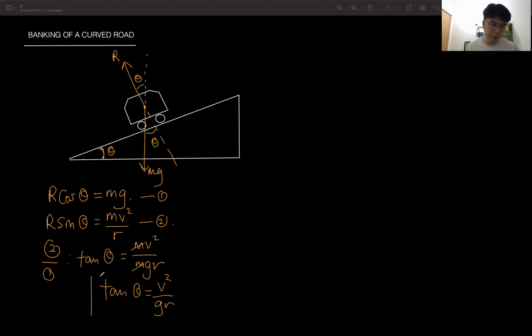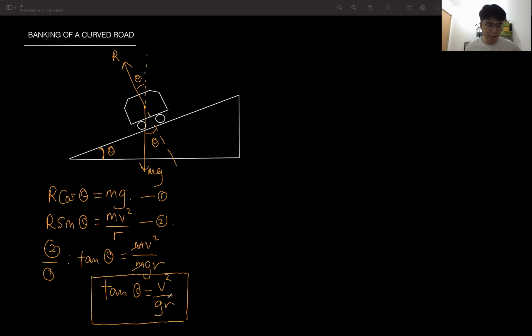Please remember this does not only apply in this case, it also applies to a conical pendulum, a pendulum that moves in horizontal circular motion, or a ball moving in a bowl. Later we'll show a few examples of that. Also, it'll be in your exercise. This is a more general one. So this is the derivation: tan theta equals v squared over gr.